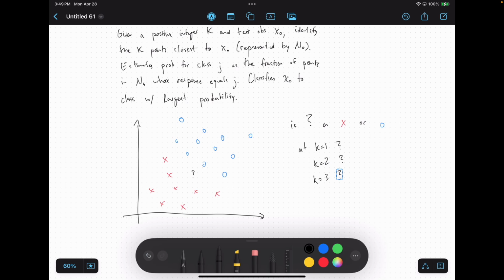What if K is equal to 50? What would this be, an X or an O? Oh. 1, 2, 3, 4, 5, 6, 7, 8. 1, 2, 3, 4, 5, 6, 7, 8, 9, 10, 11. Okay, there are more O's than X's, which means the larger I go with K, the closer I will converge to whichever class is the biggest, right?